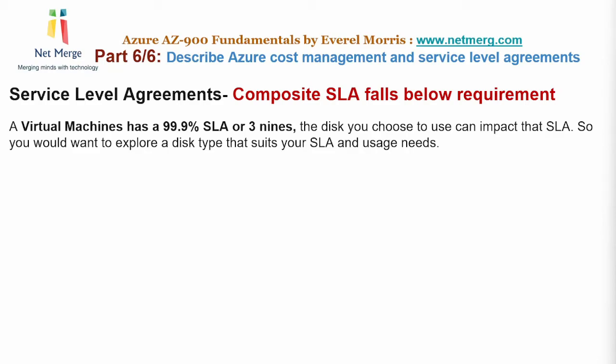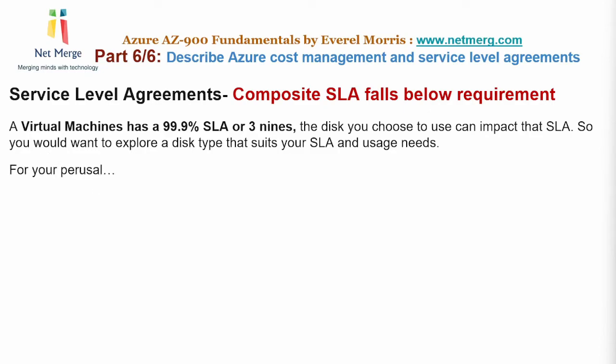So virtual machine, as I pointed out, has a 3 9s SLA, and the disk you choose can impact the SLA based on the composite model that we just went through. So you'd want to explore disk types that suit your SLA needs before selecting a disk type for usage. If you have a particular requirement for SLA, make sure you select the appropriate disk type to guarantee that you have the right amount of service level agreement to support your business need.